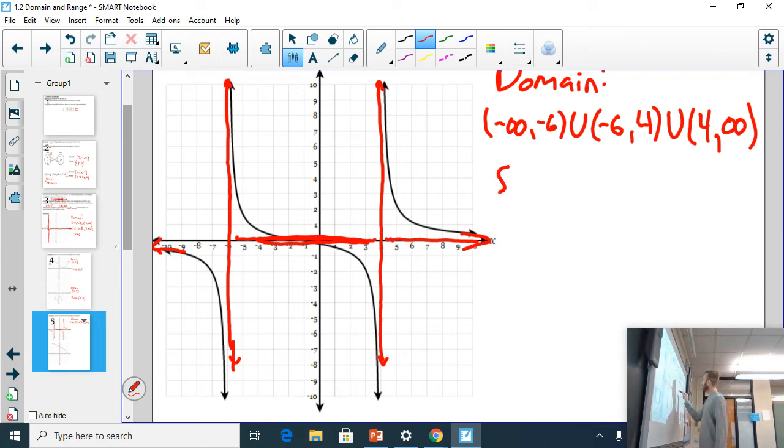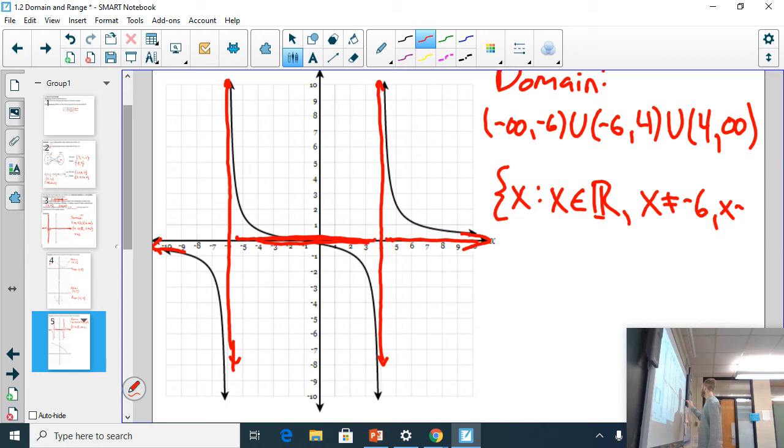So let's do set builder notation now. We have x such that x is in the reals, so any real number, and then we just name our restrictions. And this is where it's a little easier. We say x can't be -6, and x can't be 4. And then we'd write our little squiggly line at the end. And that one I think makes a little more sense.